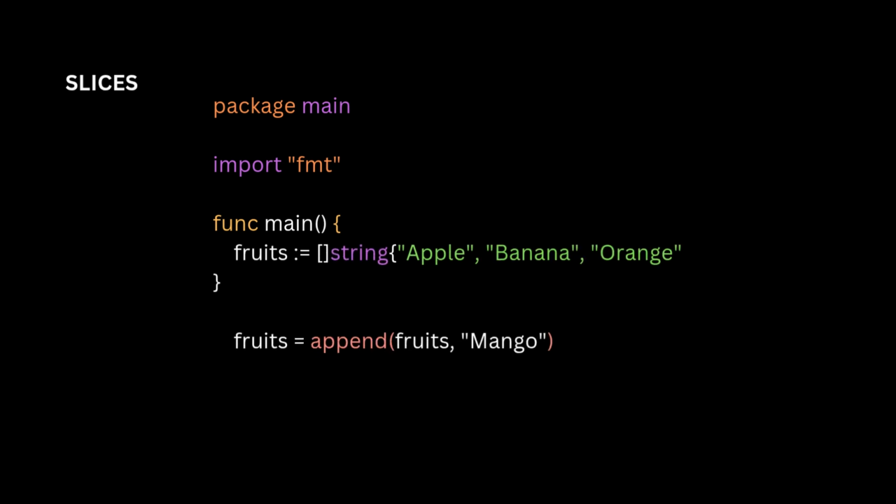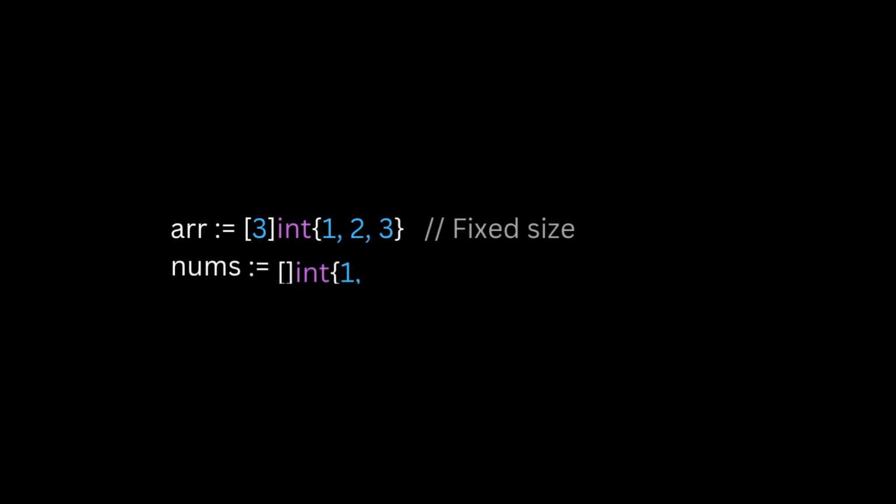The last concept we look at is slices. A slice is like a dynamic array, which means its size can grow or shrink as needed. Here, we create a slice called fruits containing three values. Then, using the built-in append function, we add another value, mango, to the slice. Unlike arrays, whose size is fixed once created, slices are flexible and are the preferred way to store collections of data in Go. The difference between an array and a slice is that arrays have a fixed size while slices can grow dynamically. That's why slices are used much more frequently in real Go applications.